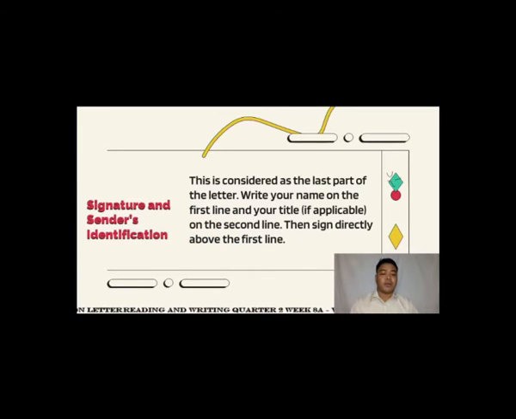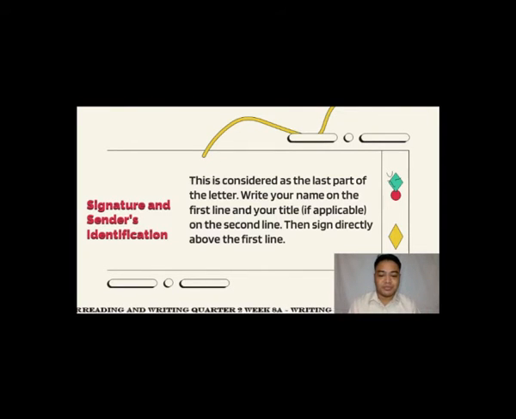The last part of an employment application letter is the signature and your identification, the sender's identification. This is considered the last part of the letter. Now, you have to write your name on the first line and your title, if applicable, on the second line. Then sign directly above the first line. In case you are confused, do not worry because we will have an example.